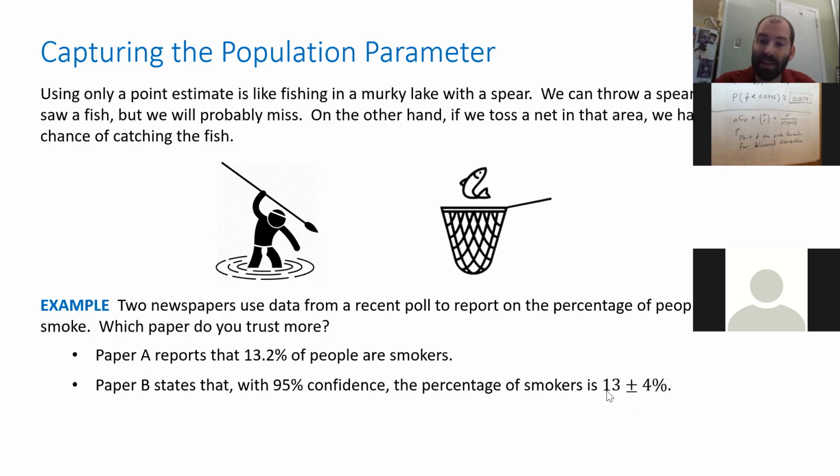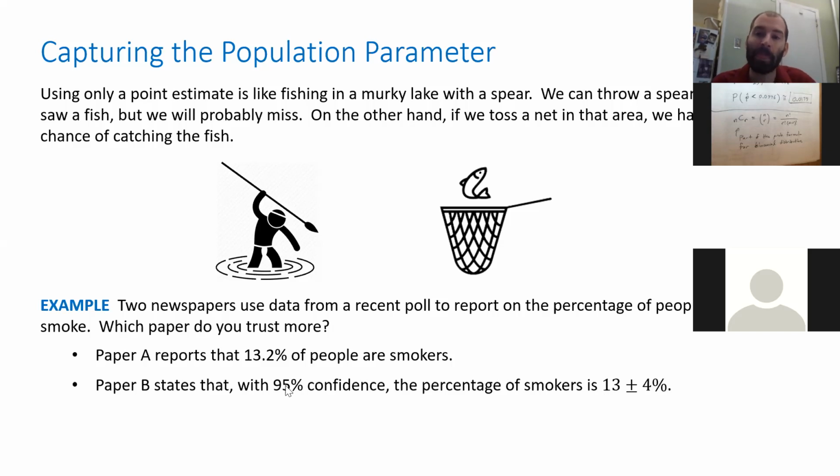And what this is, this 13 plus or minus 4%, that's an interval of values. It ranges from 13 minus 4, that's 9, to 13 plus 4, that's 17. So it's a range of values from 9 to 17. That's an interval. And the confidence, how confident they are that the true proportion is in that interval, is 95%.